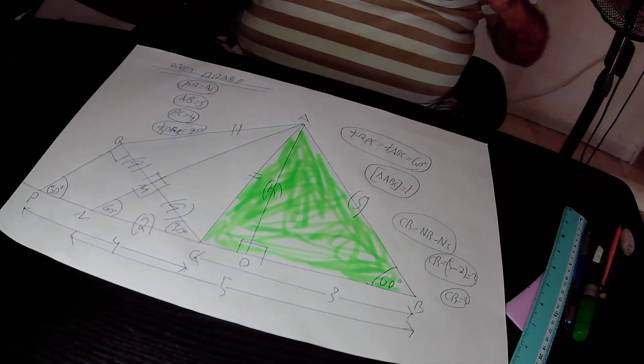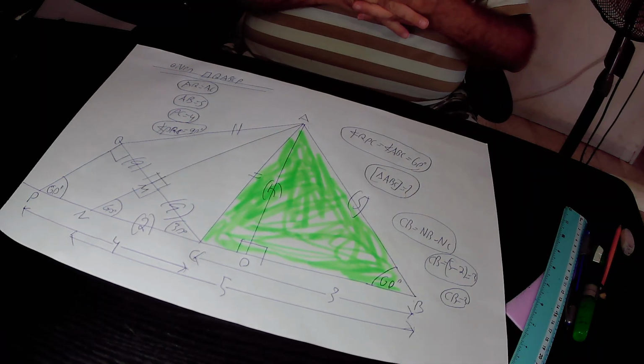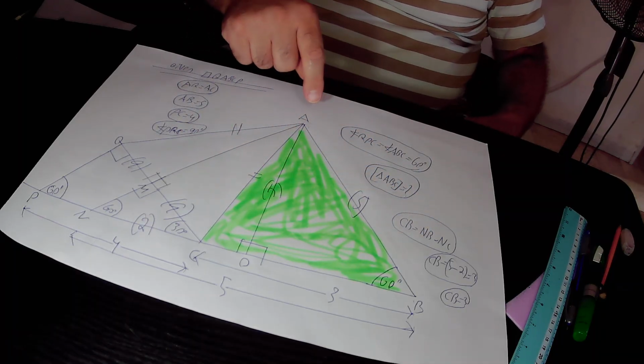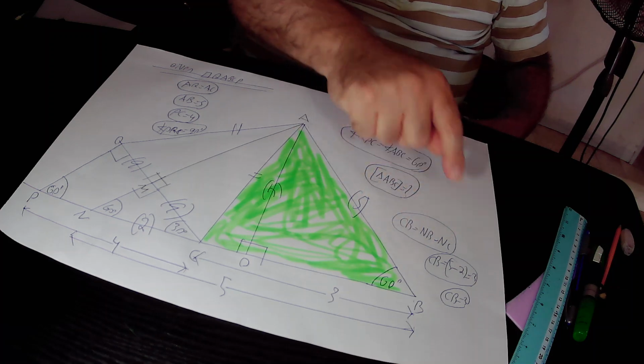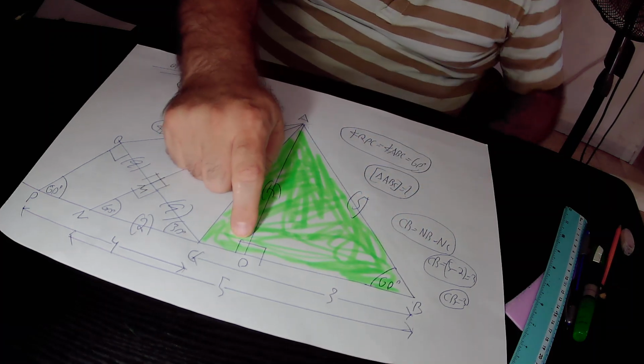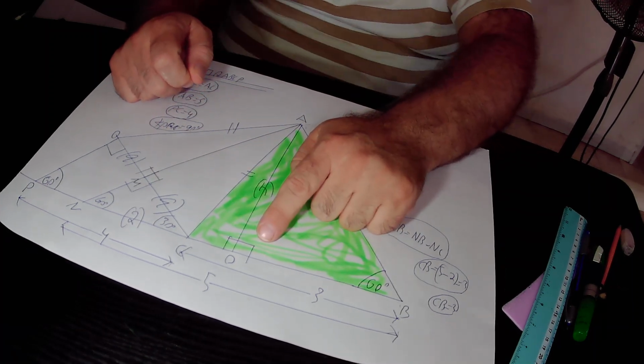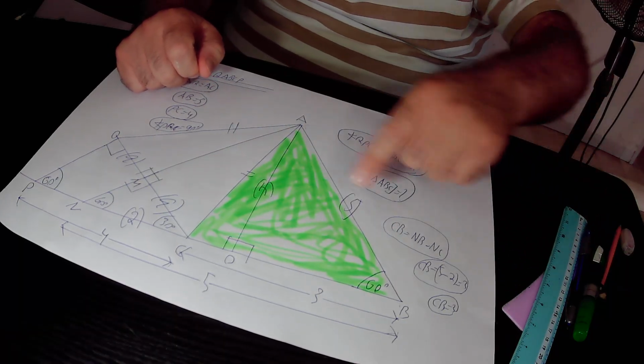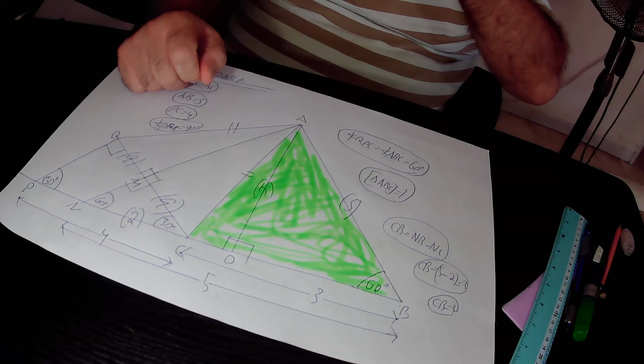In the next step, we did the construction. From point A, we draw a perpendicular to the base CB. So this angle equals 90 degrees, and this angle also equals 90 degrees according to the construction. We define the point where the perpendicular from A meets CB. This point is point O.